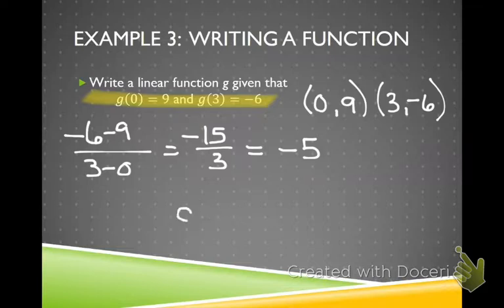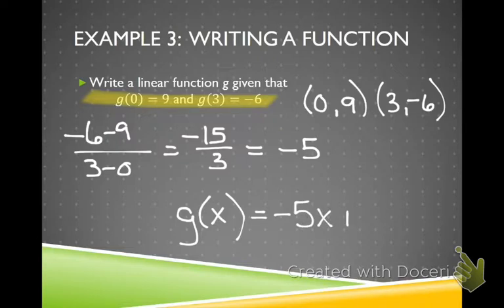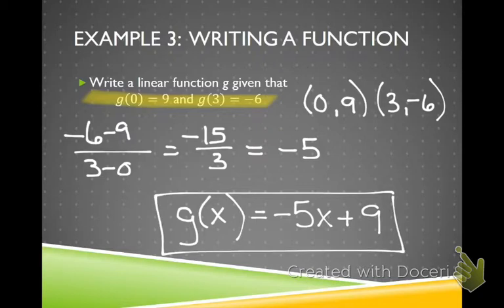I'm going to write g of x. Why would I write g? Why not f? Why not h? Why not r? Because that's what it is up here in my values, it's a g value. That's my label for this function. Okay, so g of x equals negative 5x plus 9. All right, and now I've written my linear function.